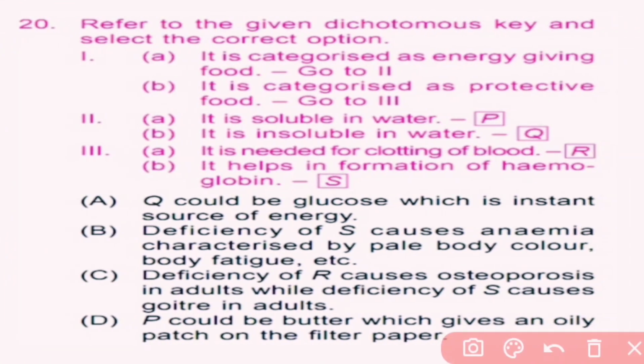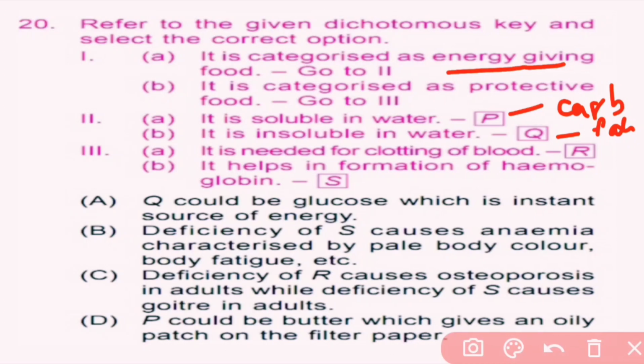Question number 20. Refer to the given dichotomous key and select the correct option. 1A. It is categorized as energy giving food. Go to 2. 1B. It is categorized as protective food. Go to 3. 2A. It is soluble in water and it is energy giving food. So P could be carbohydrates. Option 2B. It is insoluble in water and energy giving food. So Q could be fats.